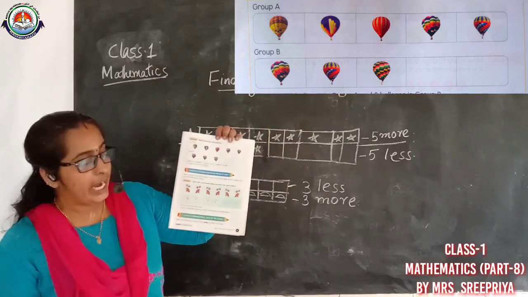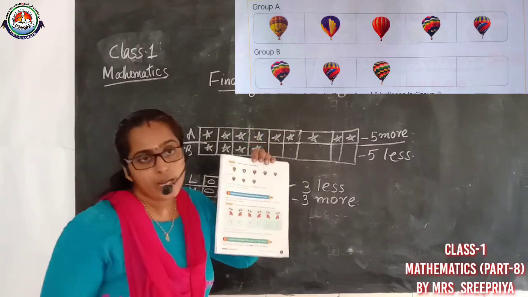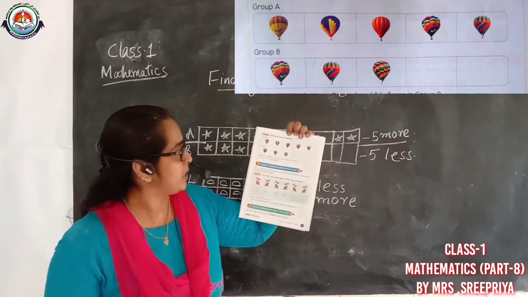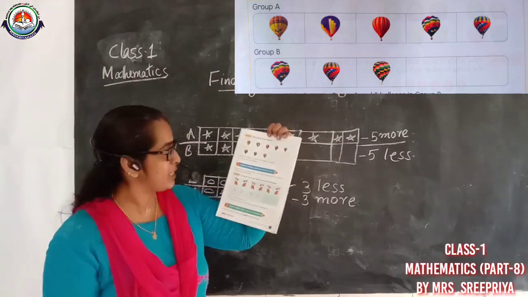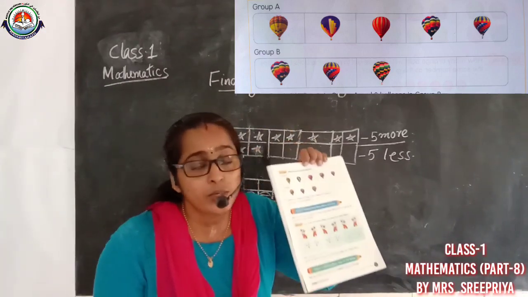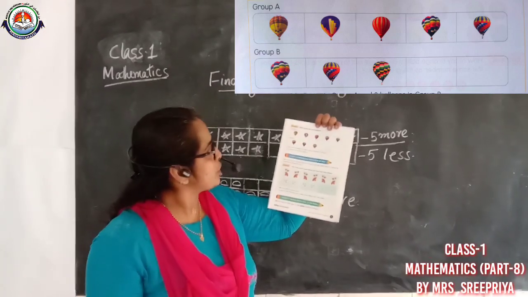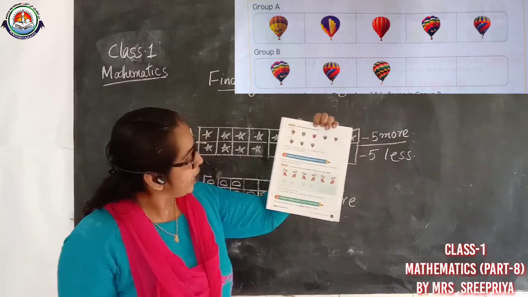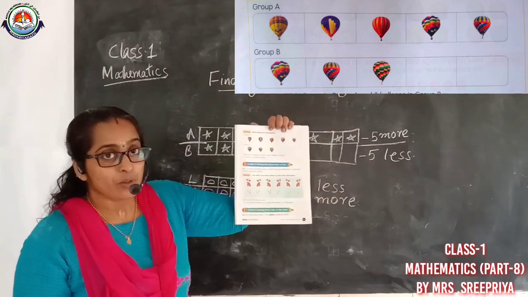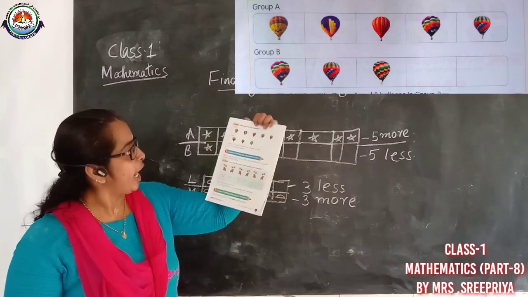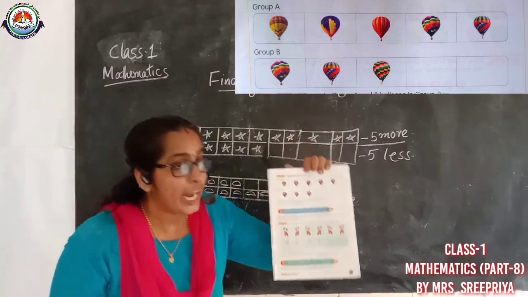See, group A and group B are there. So, which group has more balloons there? Oh, wonderful balloons are there. Do you like balloons? Yes, wonderful balloons are there. So, we need to check which group has more balloons, A or B. Which group? Very good. A group.